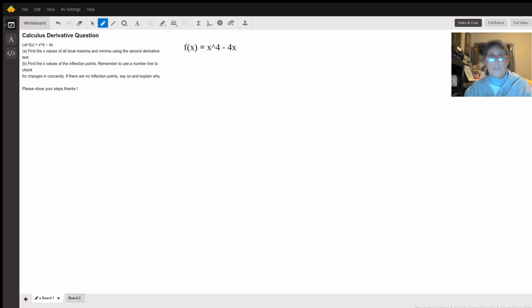If we take the first derivative and set it equal to 0, we'll find the x values of the local minimums and maximums. So f prime of x equals 4x cubed minus 4, and I'm going to set that equal to 0. I'm going to factor out a 4, divide both sides by 4, and get x cubed minus 1 equals 0. And I'm going to find that x equals 1.